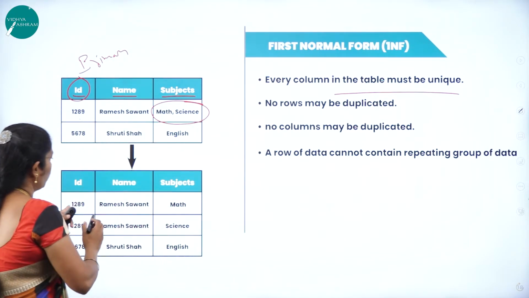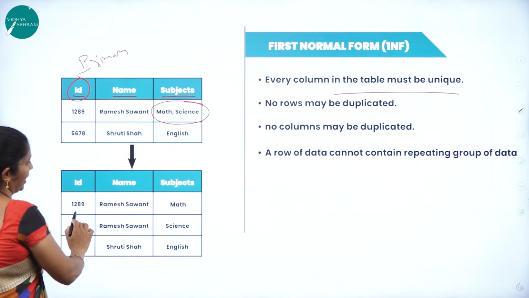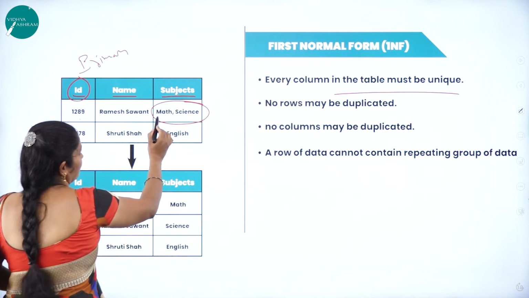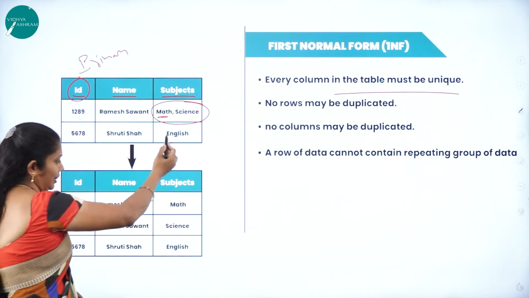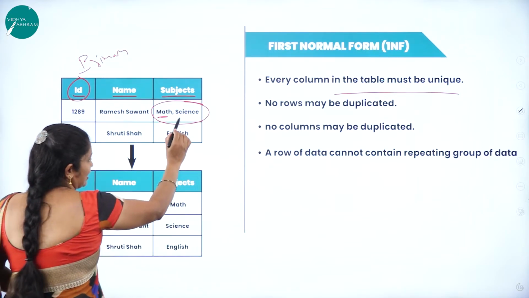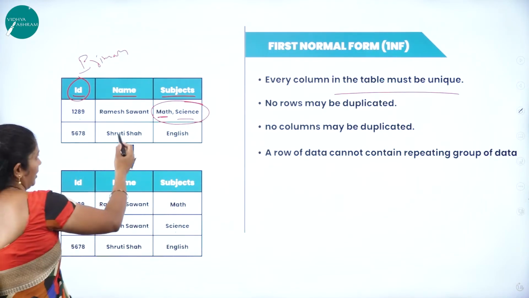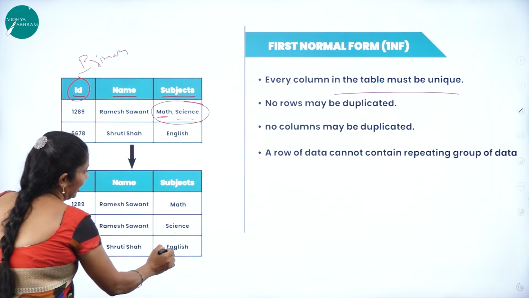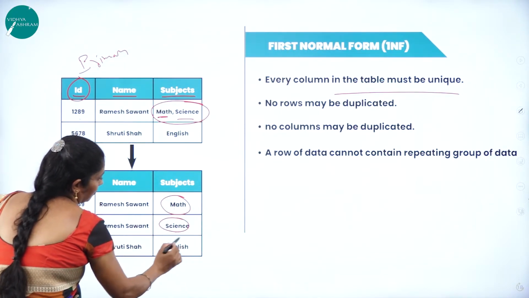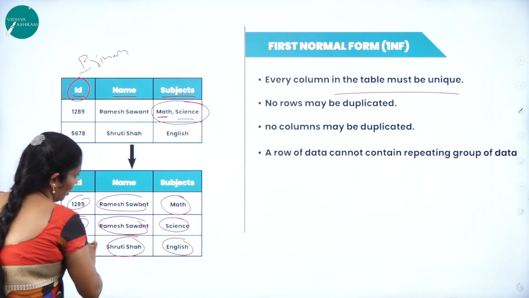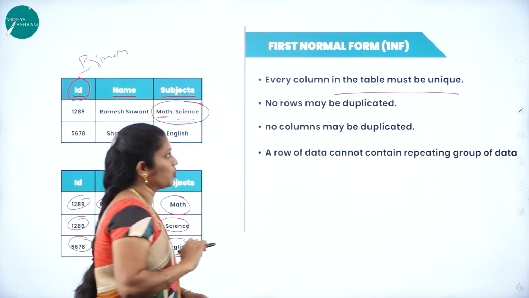In first normal form, what will we do? We will write as usual the ID, the name Ramesh, and only the maths subject here. Only the first content here we will write. Next, once again the same ID, name as well as the second subject, that is science, here we will write. Then the third one as usual, Shruti, their subject. It means that in each and every cell there must be only one value. That must be in first normal form.